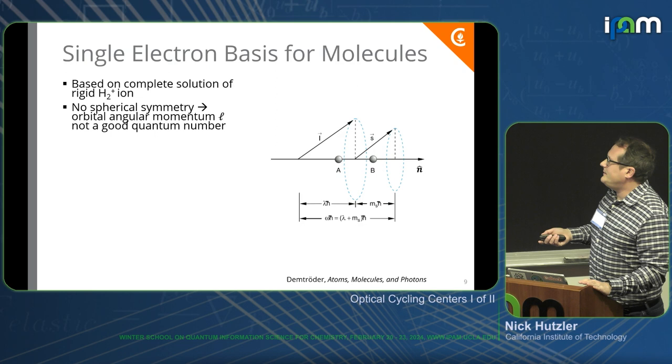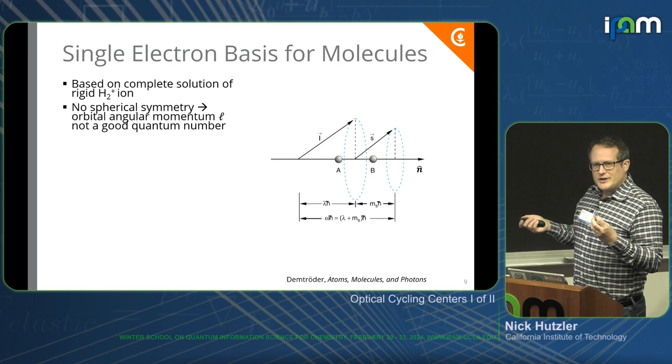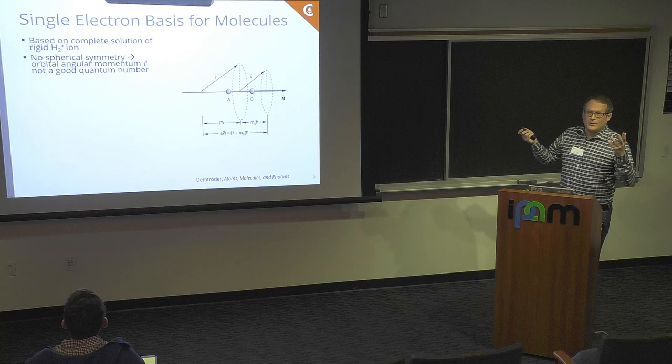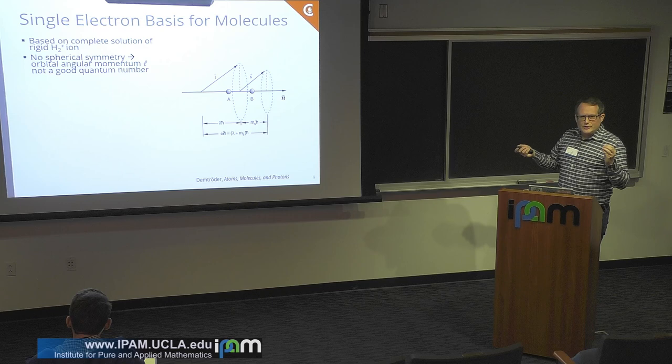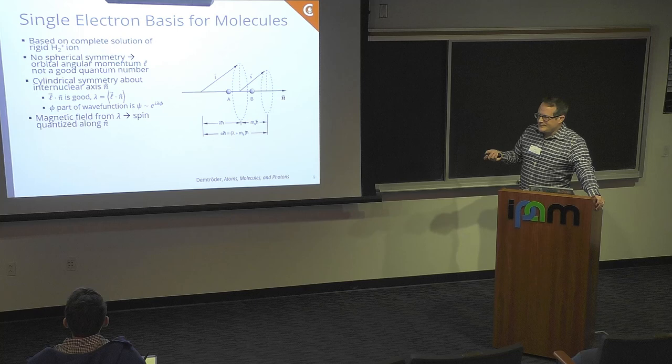One of the biggest differences, or maybe the biggest difference compared to atoms, is that you don't have spherical symmetry anymore. It's not a central potential. You have cylindrical symmetry, but not spherical symmetry. So the orbital angular momentum L for the electron orbiting this molecule is not a good quantum number anymore. However, because you still have cylindrical symmetry, the projection of L on the internuclear axis is a good quantum number. We label that as lambda. Lambda is the projection of L on the internuclear axis.